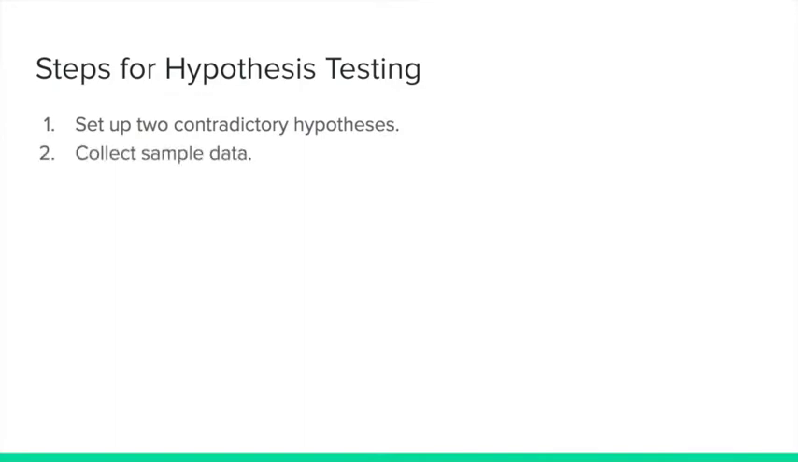So here are our steps. Here's the way we're going to do this. We are going to set up two opposing, contradictory hypotheses. One of them will say something like the mean is less than 5, and the next one will say the mean is greater than or equal to 5. Two opposite statements. Then we will collect a sample, or perhaps look at sample data that's already been collected, in the case of homework problems.